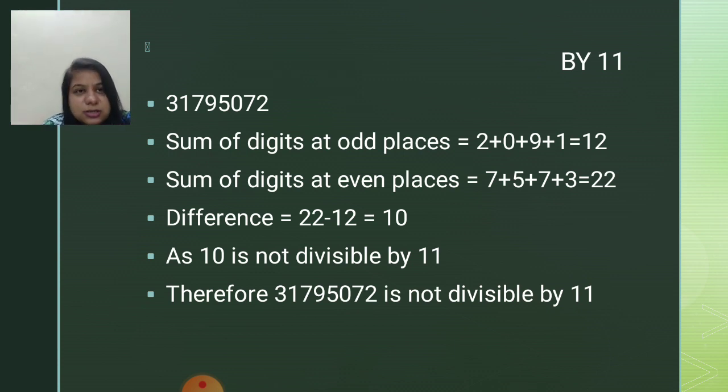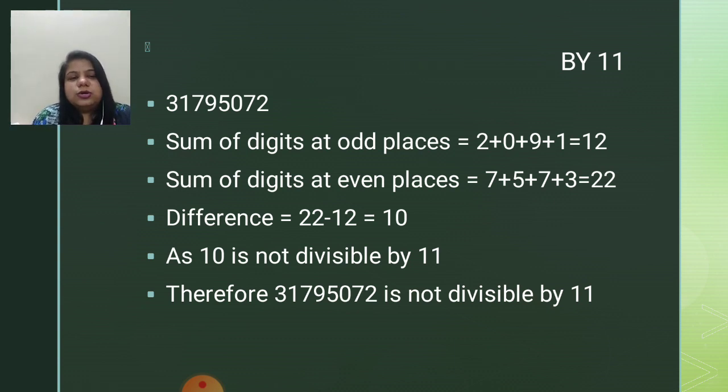Now to take the sum of digits at the even places. The digits at the even places are 7 plus 5 plus 7 plus 3. So the sum of digits at even places comes out to be 22. The sum of digits at odd places comes out to be 12.